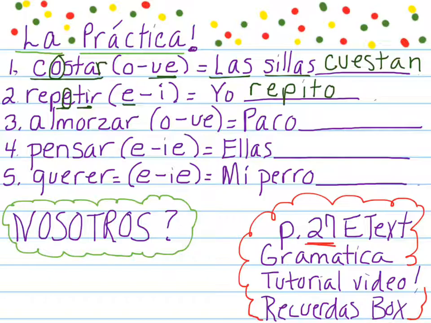Okay, almorzar. It's an O to UE stem changer. Count two vowels back. Here's one. And then another vowel. Oh, here's another vowel. Number two vowel. Okay, that's my O I'm dealing with. That O has to change. So Paco. Paco is a he, so we have to put this in the he form, which is the third person singular, the él form. So Paco almuerza. Almuerza. And that means Paco eats lunch.